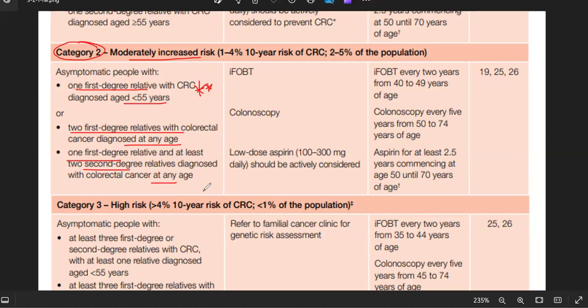For category 2, the idea is they have to have a FOBT every 2 yearly from 40 to 49 and colonoscopy every 5 yearly from 50 to 74. Making sense for everyone, the category 2? So 1 first degree before 55 or 2 first degree at any age, 1 first degree, 2 second degree at any age. They're going to have FOBT from 40 to 49 and then from 50 colonoscopy every 5 yearly.